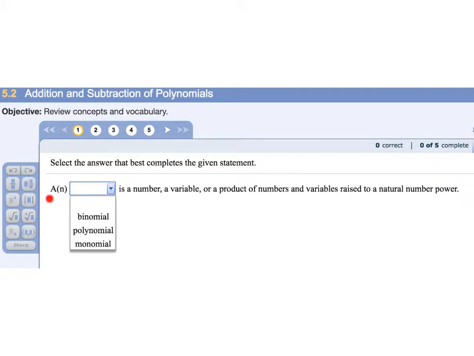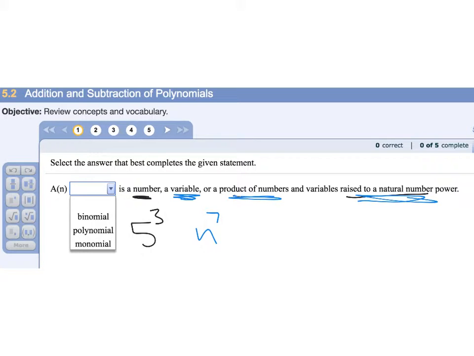So it says, one of these is your choice: a number, a variable, or a product of numbers and variables raised to a natural number power. So basically, what does all this mean? It's a number raised to a power, like 5 to the third power. Or it's a variable raised to a power, like n raised to the 7th power.